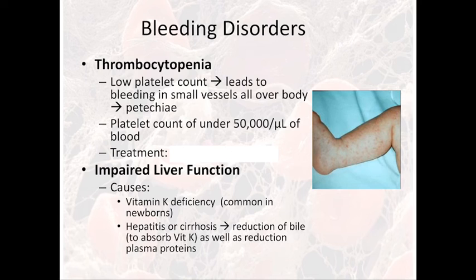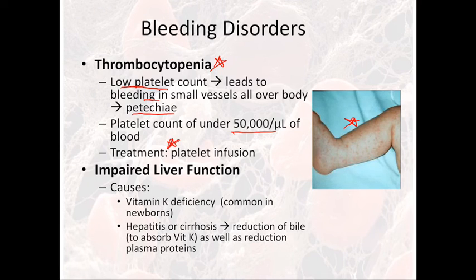Okay, a couple other bleeding disorders here. Thrombocytopenia. What this means is a low platelet count. This leads to bleeding in small vessels all over the body, also known as petechiae, and it looks like this. This is the petechiae picture of the baby with those little red dots. That's what it looks like when somebody has thrombocytopenia. It's a platelet count of 50,000 per microliter or less, and the treatment is really to infuse platelets.